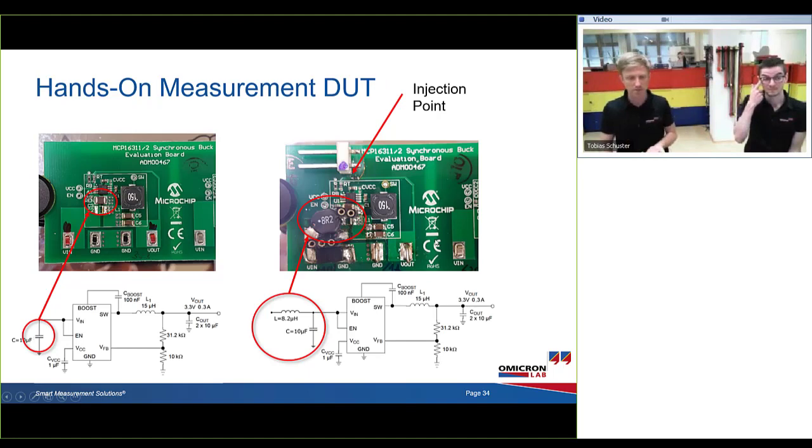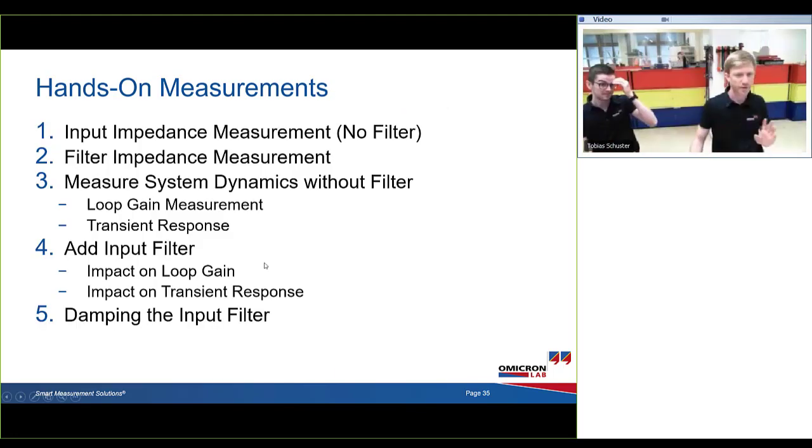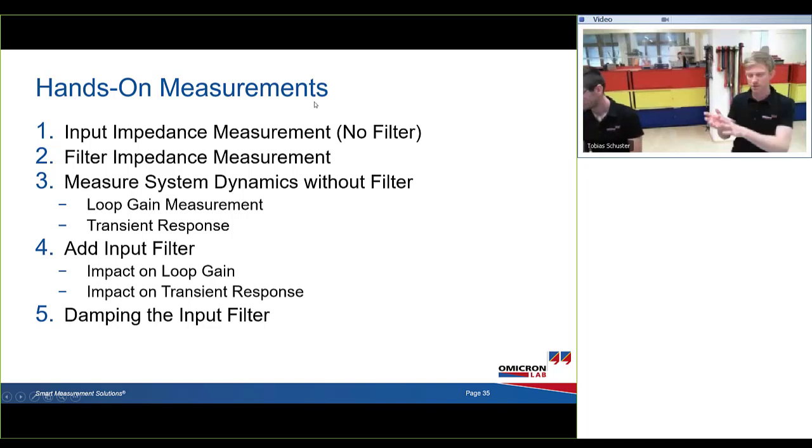So let's go to our hands-on measurements. We have modified it slightly. We have taken off one of the capacitors, so it's now 10 microfarads instead of 20 microfarads at the input. And then we have a second device where we have added a beautiful input filter that consists of the 8 microhenry inductor and the 10 microfarad capacitor. This one also features an injection point such that we can see the influence of the input filter on the loop stability.